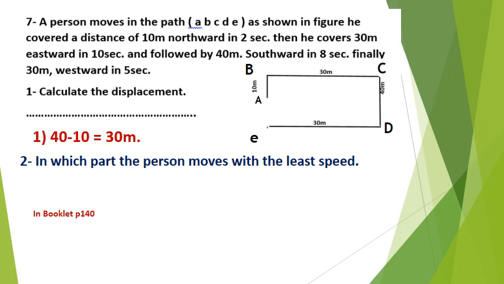Yes, the speed will be 5 meter per second from C to D. Then finally we calculate the speed from D to E equal 30 in 5 seconds. So 30 divided by 5 equal 6 meter per second. So now can you tell me which part the person moves with the least speed? Which one is least speed here?